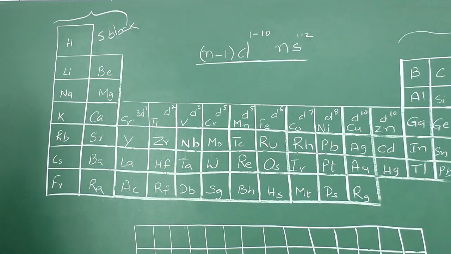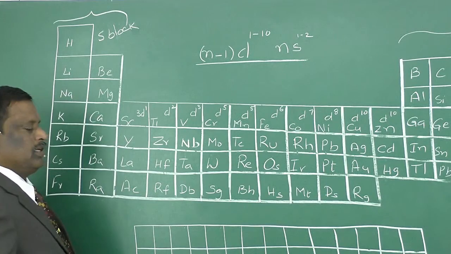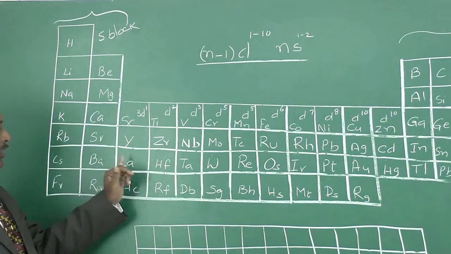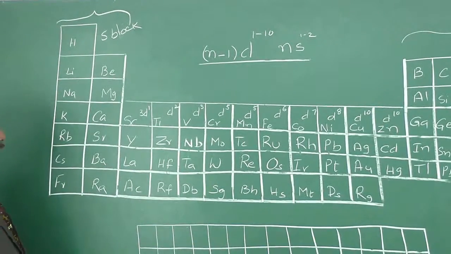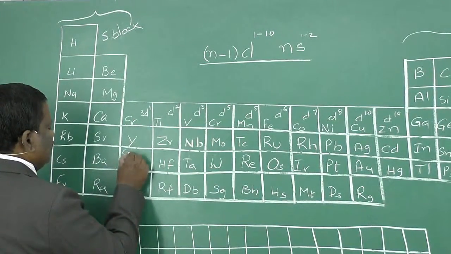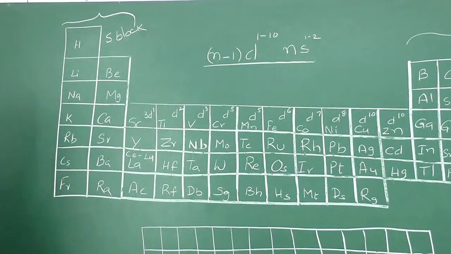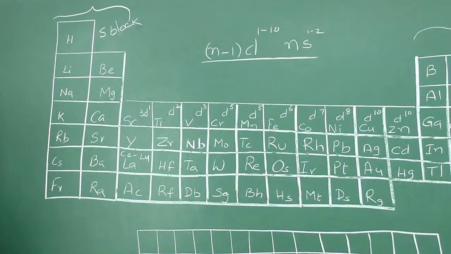So these are said to be d block elements. They are in three complete series, and one series in the 7th period. Now let us discuss the 4th block, that is f block elements. In the 6th period, after the 3rd element lanthanum, from cerium to lutetium, there are 14 elements.